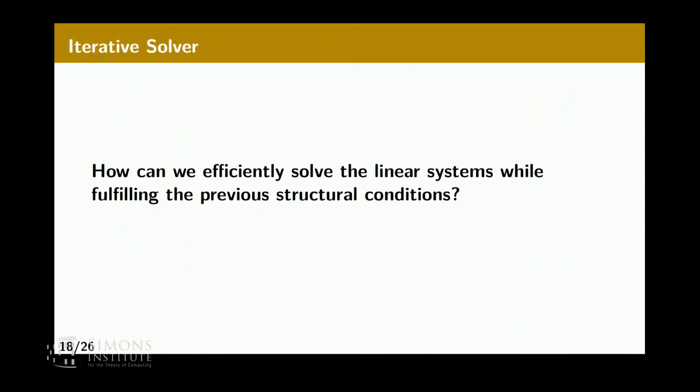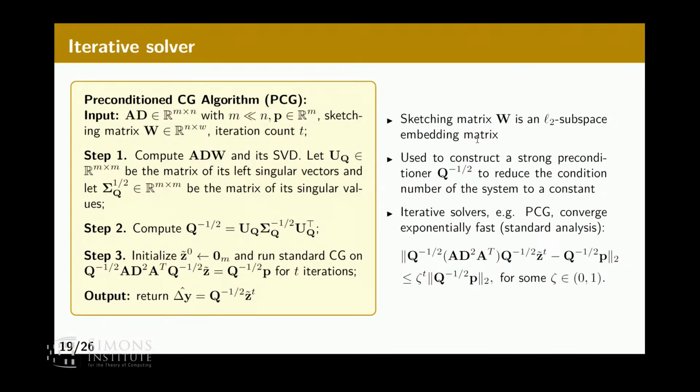So I just wanted to put up that reference as well for an alternative way to think about this problem. How can we solve the linear system while satisfying the previous conditions? And I'm going to be wrapping up in a few minutes. Preconditioned conjugate gradient, again, off-the-shelf approaches.